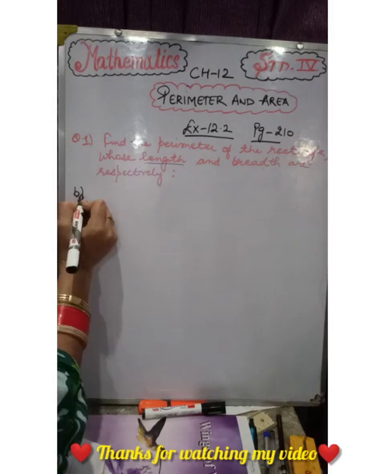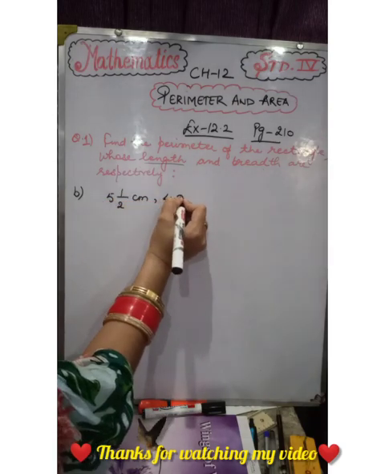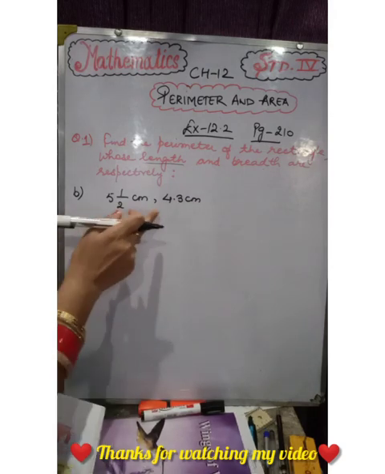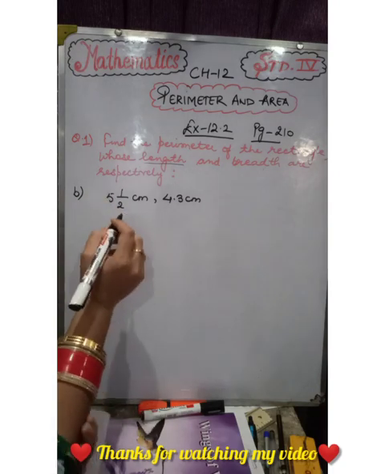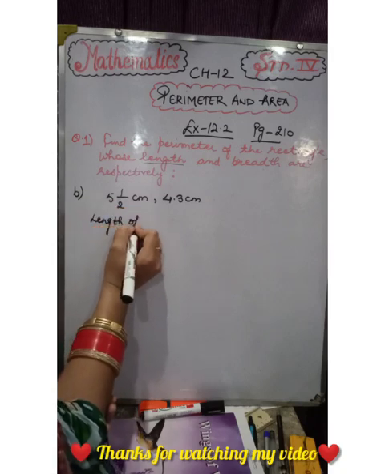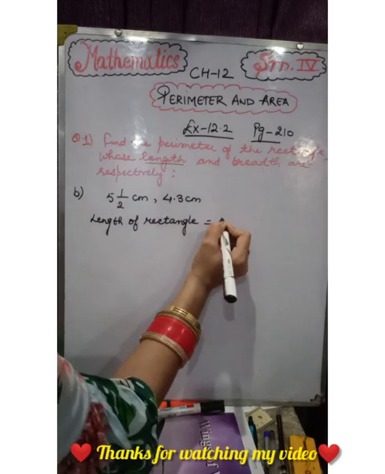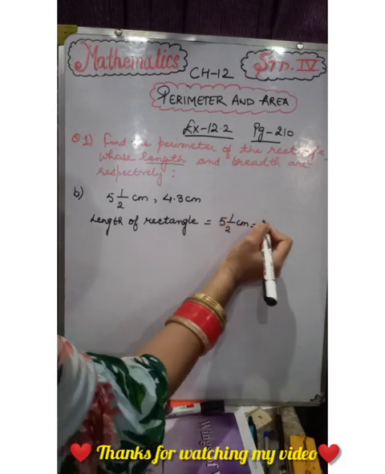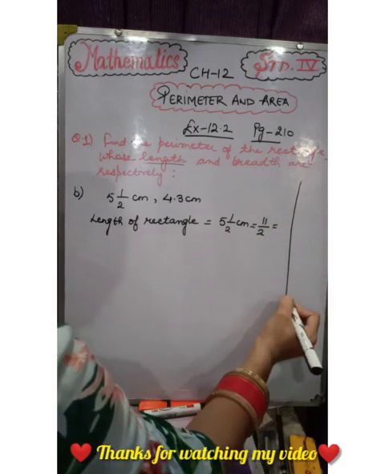Next is B part. 5 into 1 by 2 centimeter, 4.3 centimeter. Now one is in the mixed fraction and the second number is in the decimal. So we will convert both the numbers in the same form. So first one is length. We'll write here length of rectangle is equal to 5 into 1 by 2 centimeter. We convert it into improper. 2 5s are 10. 10 plus 1 is 11. When we will divide this 11 by 2, I will divide it here in the rough work.